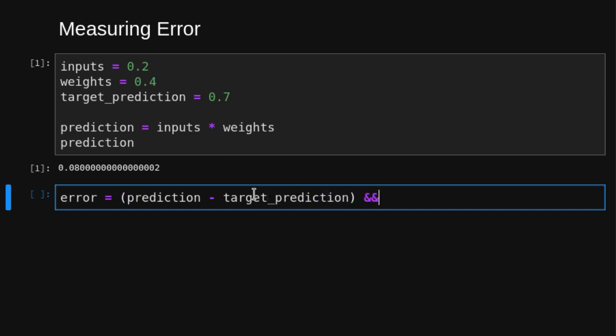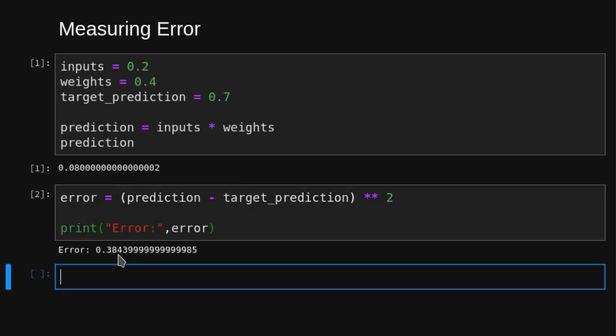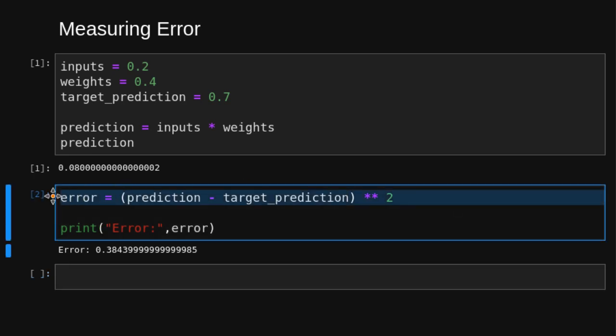And it's all going to be squared. And let's print out the error. Error. It's going to be our error. Excellent. So that's it. That's the formula that you need to memorize and understand for calculating so-called mean squared error. So let's go through it and understand why it is the way it is.